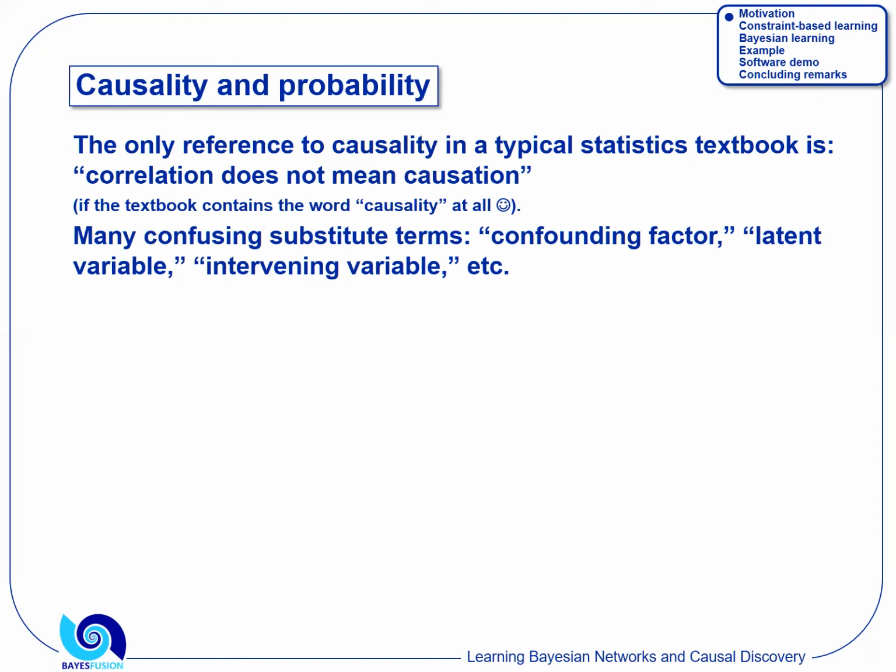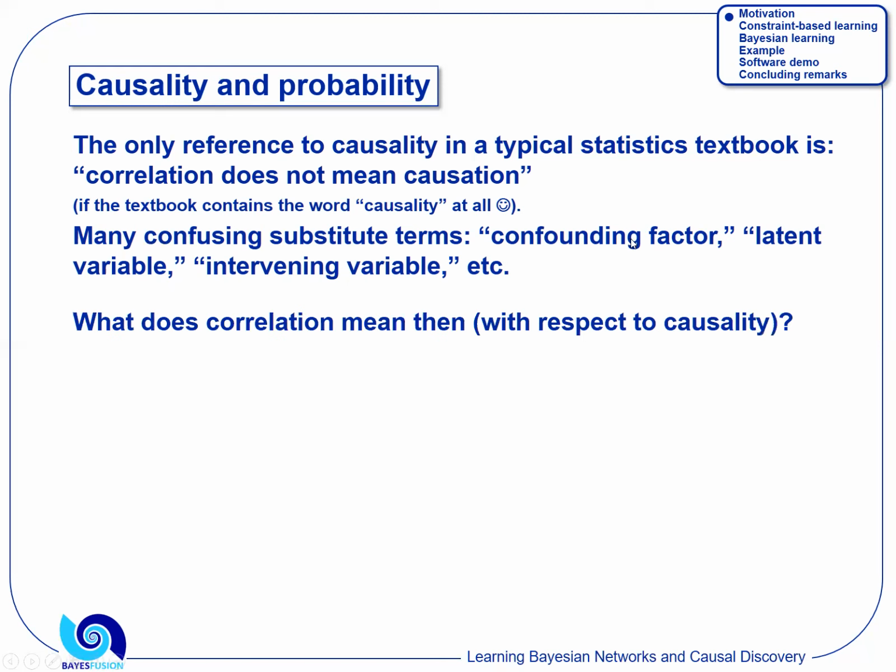Because this word was dirty, as I told you, at the end of the 19th century, when correlation was developed, people decided not to use the word cause. Some people even called it the relic of a bygone age, the word cause. Because it was a dirty word, there were many substitute terms for it, somewhat confusing, but they were all causal terms: confounding factors, latent variable, intervening variable.